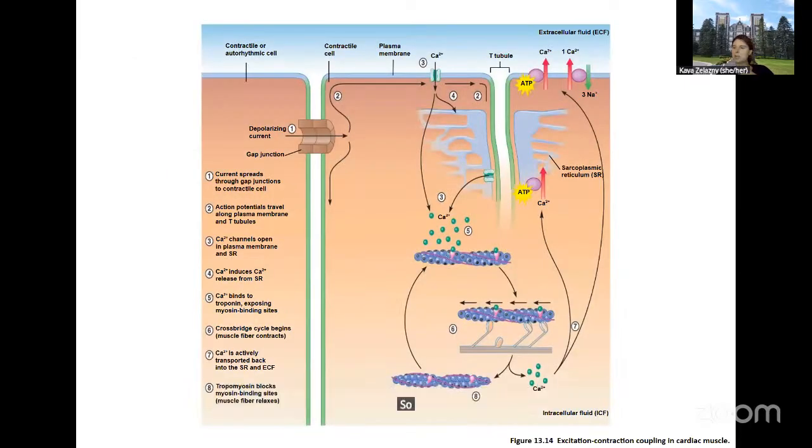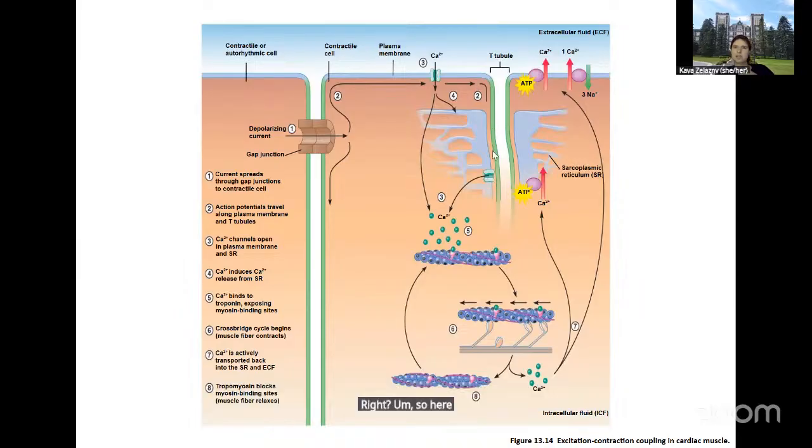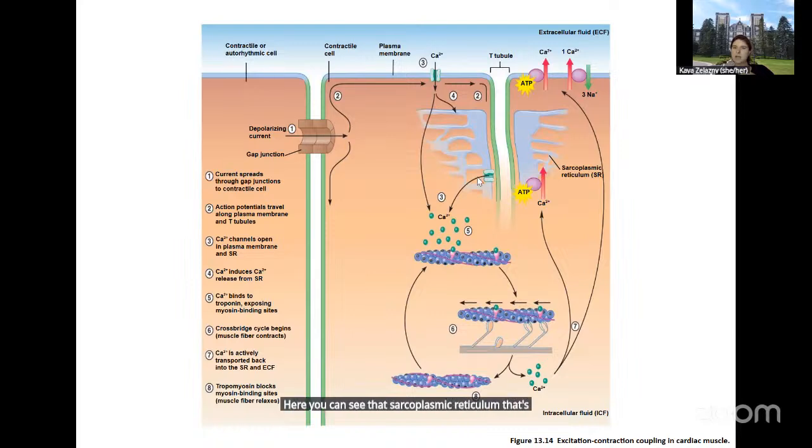So this is our big picture of how it works, which we can step through, but I'm just going to point out some of those features that we mentioned in the previous slide while we have the whole thing in front of us, right? So here you can see that T tubule that should be familiar from our skeletal muscle cells. Here you can see that sarcoplasmic reticulum that's similar. Here you can see calcium coming from sarcoplasmic reticulum that's similar. Here we have our nice, familiar, hopefully cross-bridge cycle happening in the cell. We've already talked through all that when we talked about skeletal muscle.